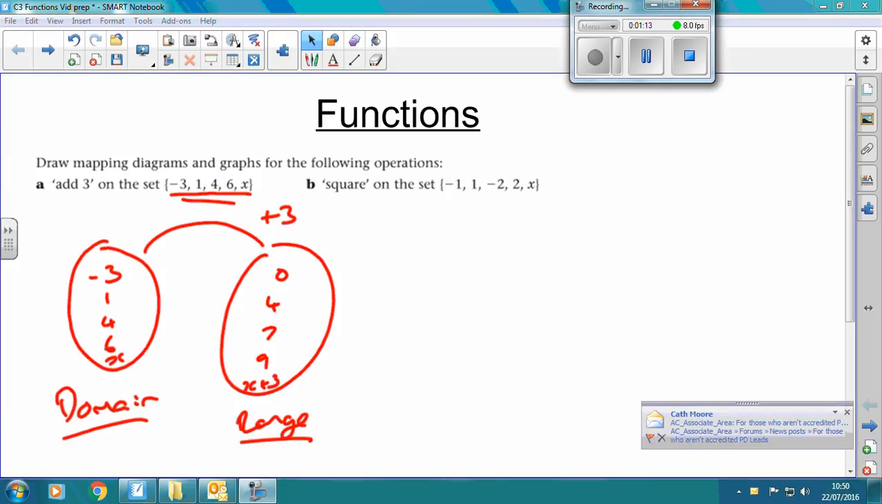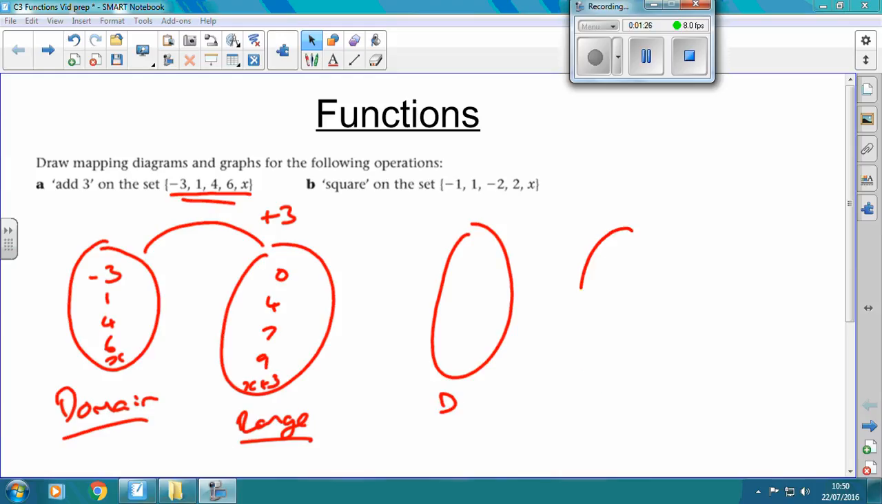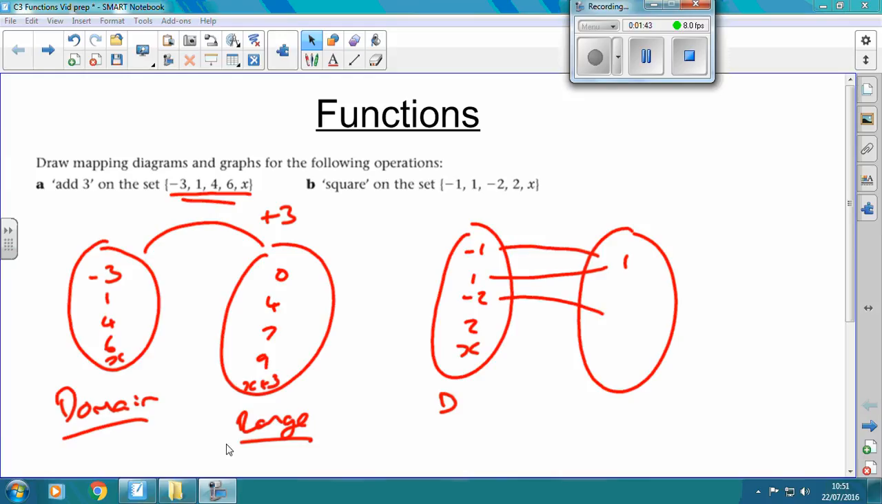So if we have a look at the other one, let's not have those emails flashing up, apologies. We've got the domain, and then we've got the range. And we've got -1, 1, -2, 2, and x. We're going to square it. So -1 and 1 will both go to 1. -2 and 2 will both go to the same one, which is 4, and x will go to x squared.